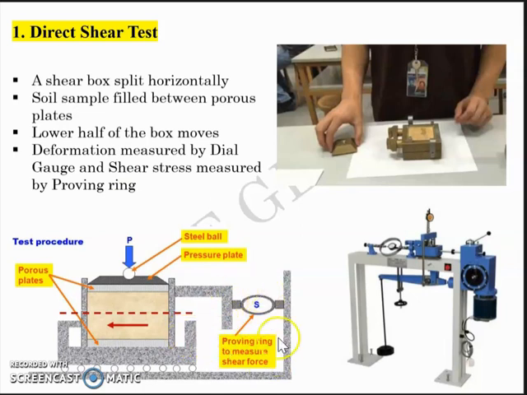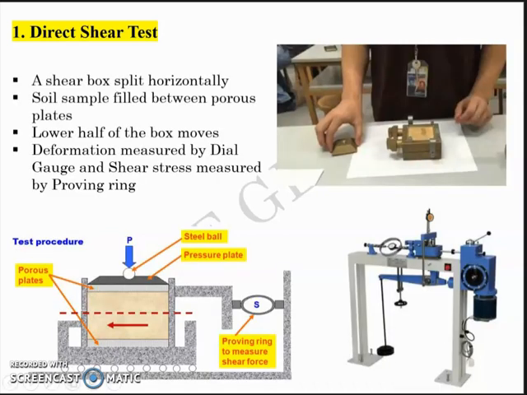So you have a proving ring here which gives you a certain reading that will indicate the shear stress acting on this plane, and you'll have a dial gauge assembly which will give you the deformation. So in this photograph you can see the proving ring here, and there'll be a dial gauge setup somewhere here that will give you the deformation. So here this photograph shows you how the sample is being prepared. You have a split box, you fill it with sand or soil, and then you have a top cap which is called a pressure plate, and above which you keep a ball.